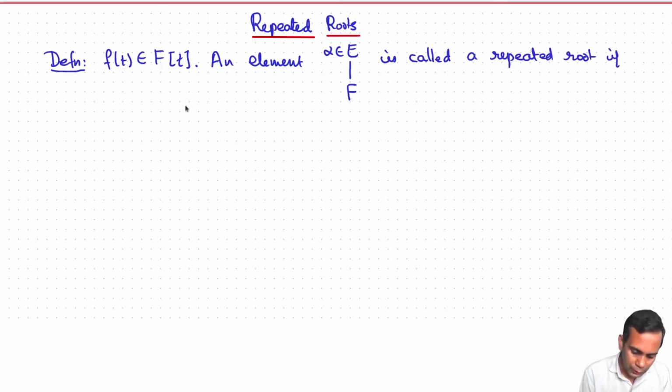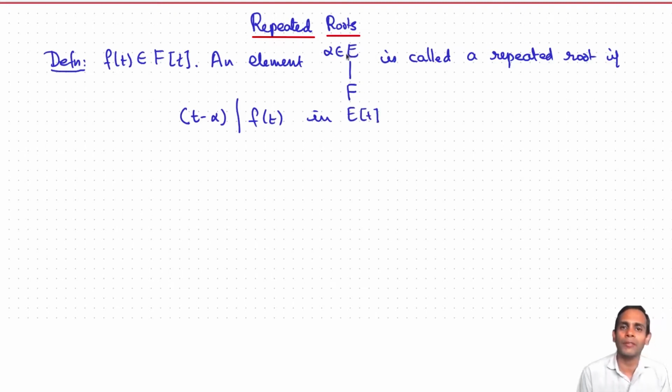if, of course, it should be a root, so that means that t minus alpha divides f(t) in the ring E[t], because if alpha is in E, then t minus alpha is a polynomial in E[t], and f(t) being a polynomial with coefficients in F, it's also a polynomial with coefficients in E. So t minus alpha should divide f(t). That's just the property of being a root. Repeated root means that (t minus alpha) squared divides f(t). Note firstly that in this definition, when I say repeated root, I do not insist that the root lie in the field over which the polynomial is defined. It could lie in a larger field.